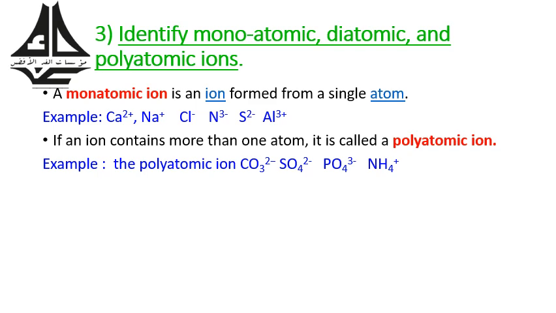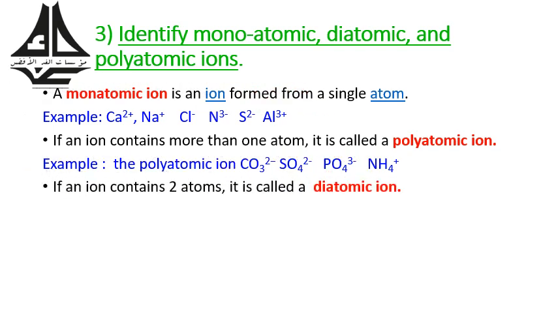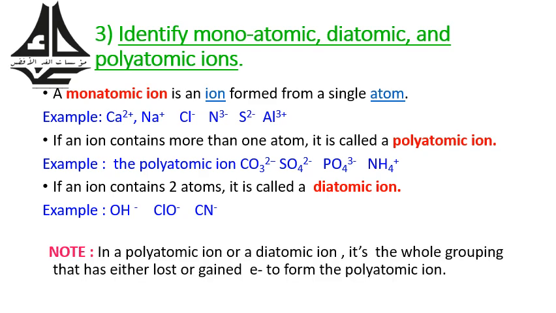In general, in a polyatomic ion, the grouping of atoms is made of non-metals and has a charge. Okay. If an ion contains two atoms only, it's then called a diatomic ion. Example, OH-, you see we have the atom O and atom H, the whole grouping carries the negative charge, 1-. ClO-, CN-. Note, in a polyatomic or diatomic ion, it's the whole grouping that has either lost or gained the electron to form that ion with a charge.